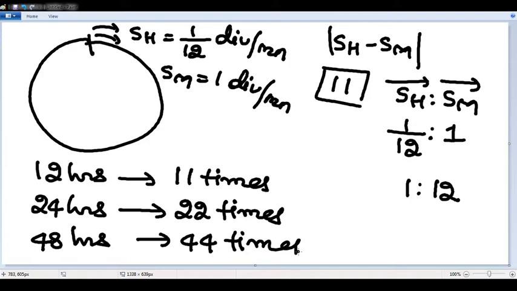That is one way to look at it, by using the 5 by 11 hour method. Another way to look at it is by using a circular track. 12 hours 11 times, 24 hours 22 times, 48 hours 44 times. I hope it is clear. Take down a few examples.